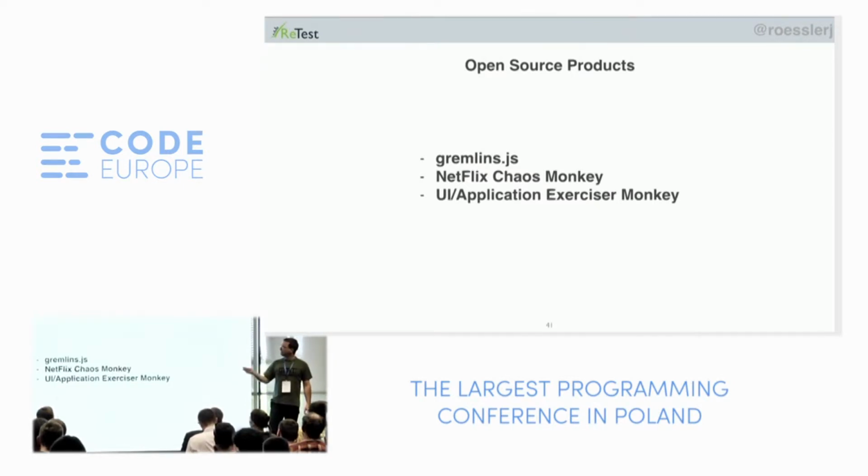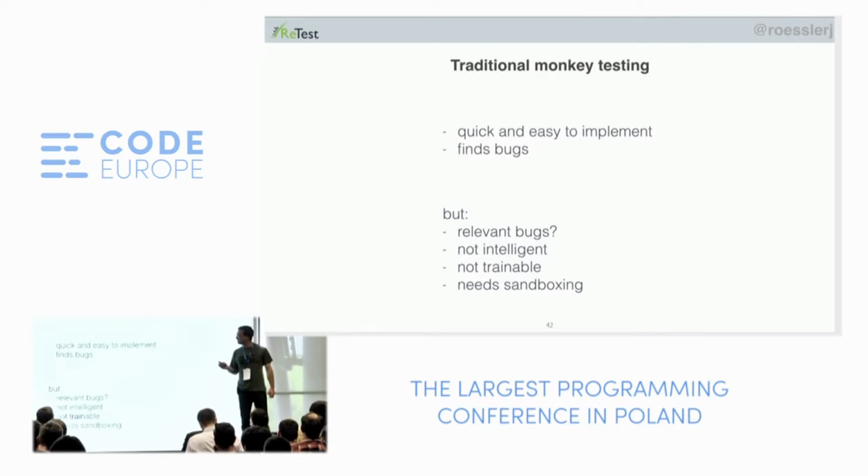And yeah, just a quick summary, it's quick and easy to implement. It will find bugs if you let it run long enough. But the question is, are those relevant bugs? Like, are those bugs that an actual user would find? Or if you have a lot of bugs, you want to concentrate on the other bugs first, right, and do them later. It's not really intelligent. Although it's called a smart monkey, it's not really artificially intelligent. You can't train it. And as I said, you need sandboxing.